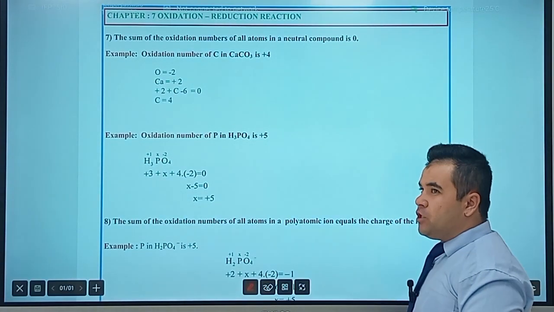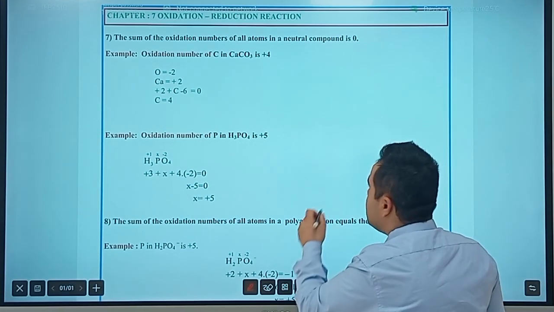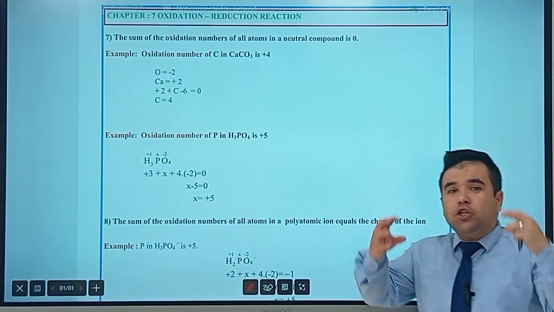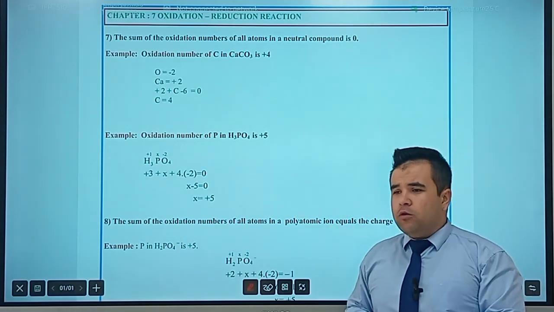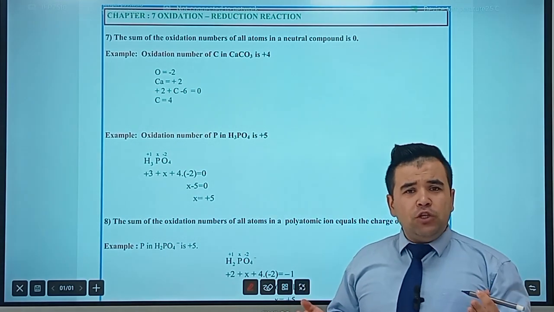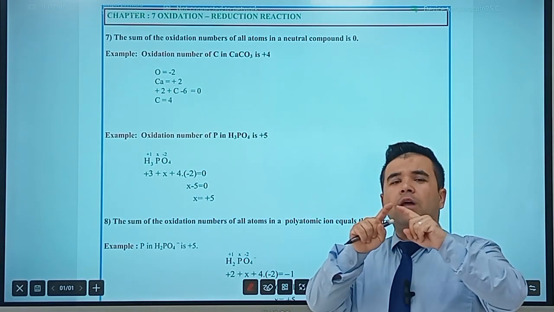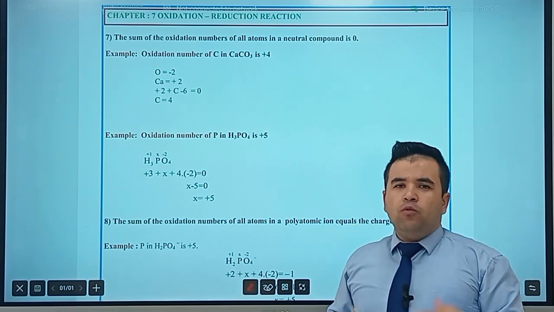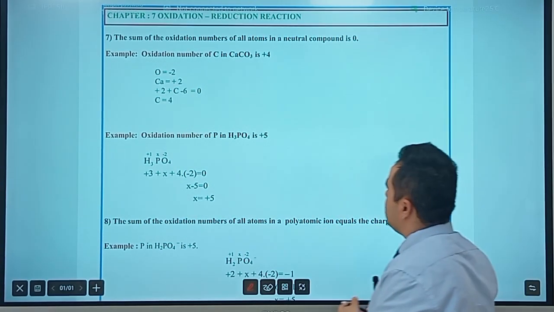The other rule about the oxidation number of the neutral compound is, guys, the summation of the oxidation numbers of all atoms in a neutral compound equals 0. How do we know whether a compound is neutral? Whenever there is a compound without charges, we classify that compound as a neutral compound.